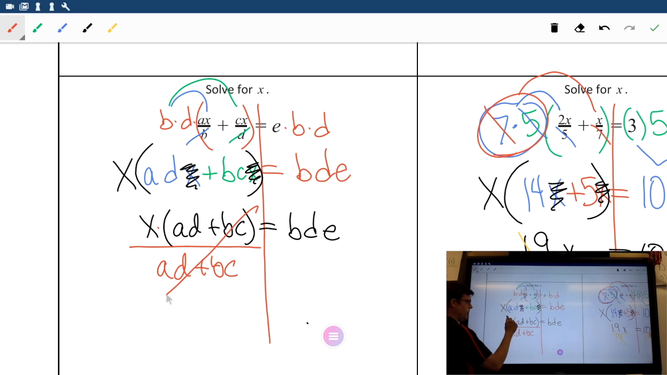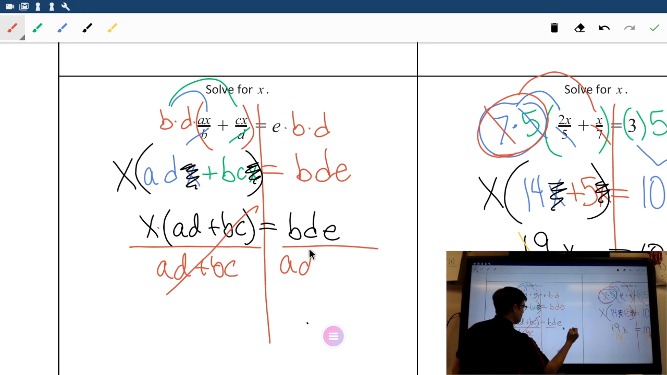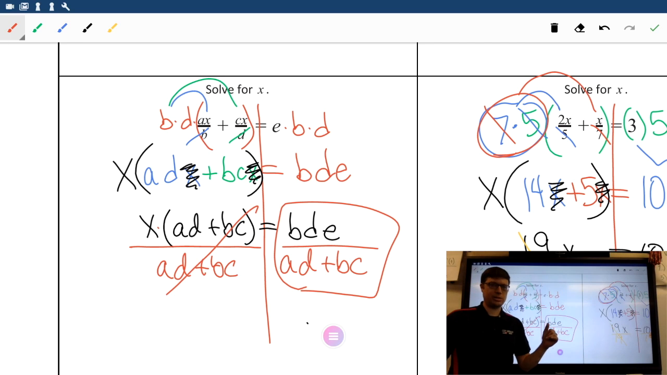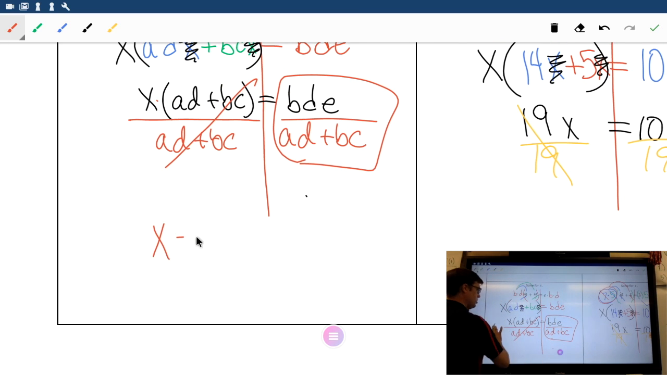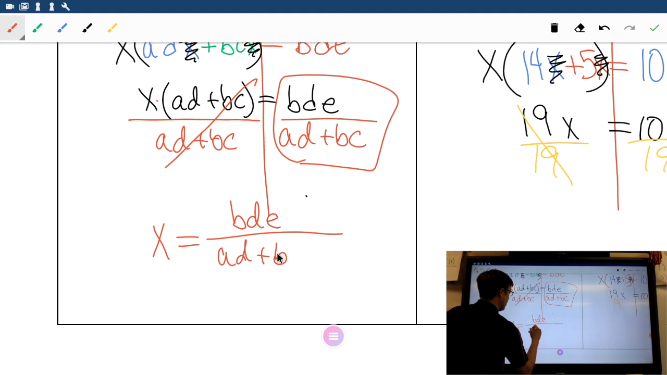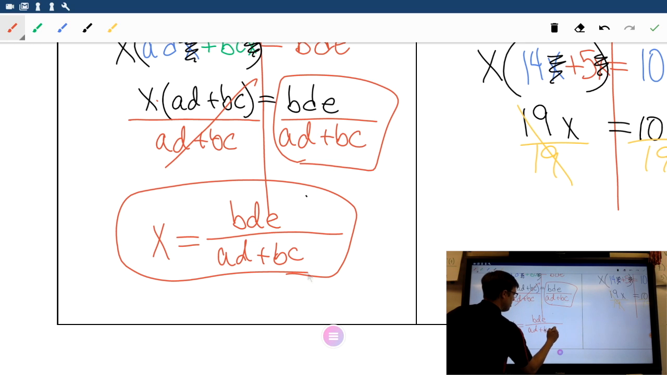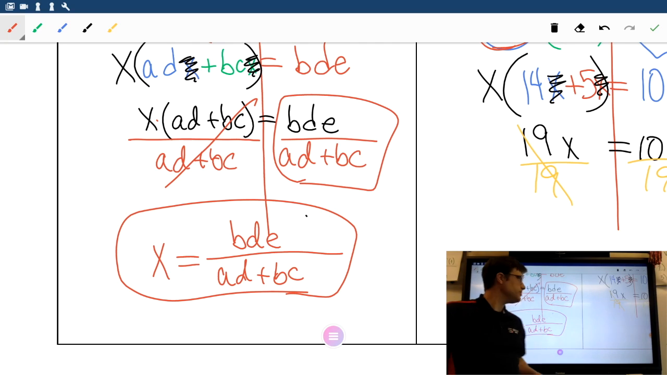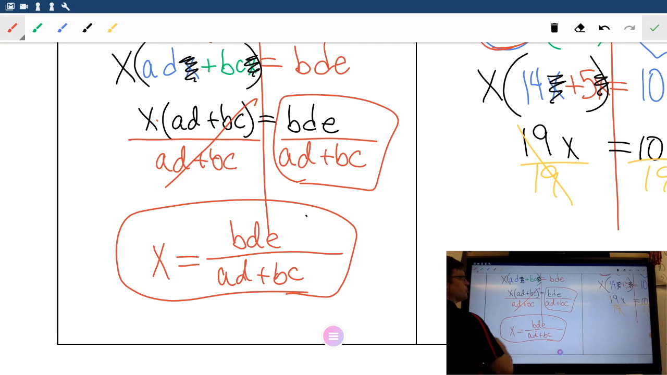All of this is multiplying x. Cancel it out. There you go. We're done. I mean, it's gross, but it works. So x equals BDE over AD plus BC. Call it done.